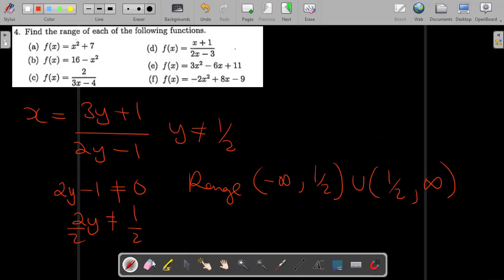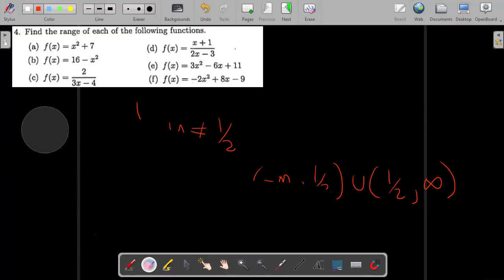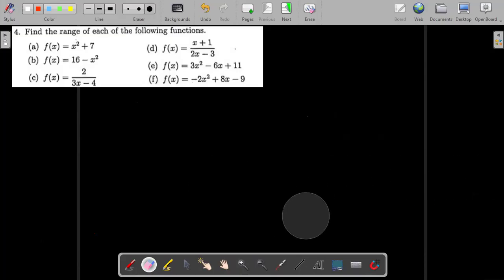And this here is going to be your range. Now the next one is a quadratic function. So for a quadratic function, what you want to do is complete the square on it such that you're able to see your maximum turning point. Then when you're able to see that turning point, you see where the values are going to be defined.